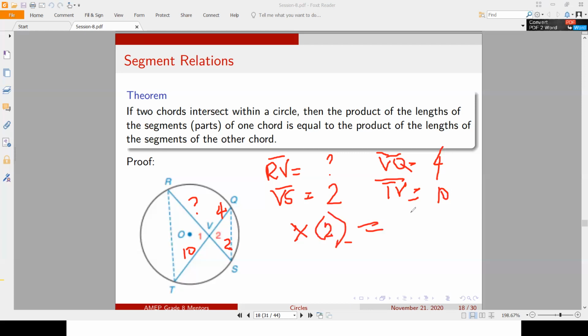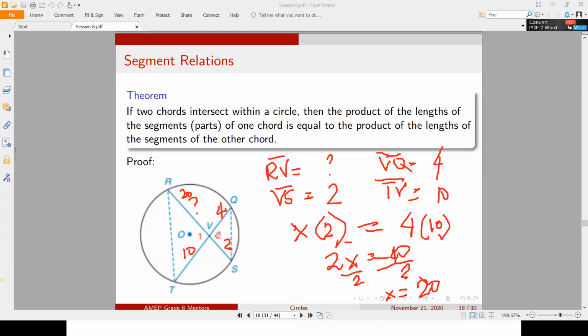equals 4 times 10. Tama? So, that will be 2x equals 40. Divided by 2. So, x equals to 20. So, our RV is 20. Tama po ba? 20 times 2, 40. 10 times 4, 40. So equal sila. Clear po tayo doon?